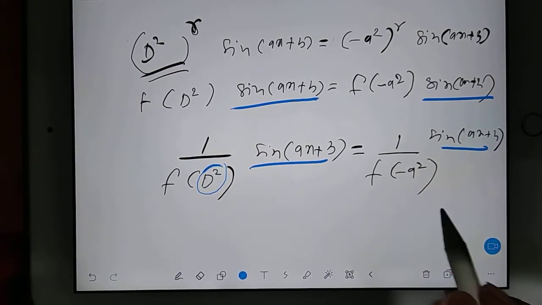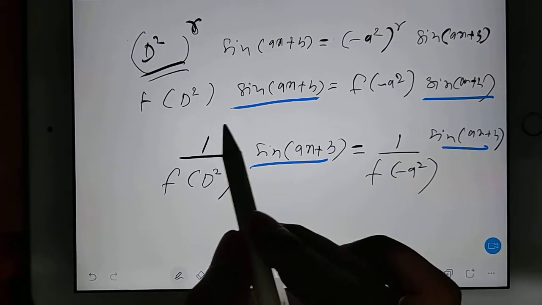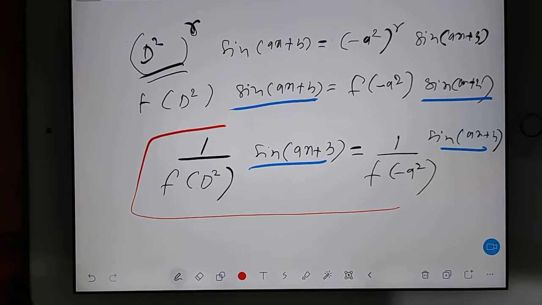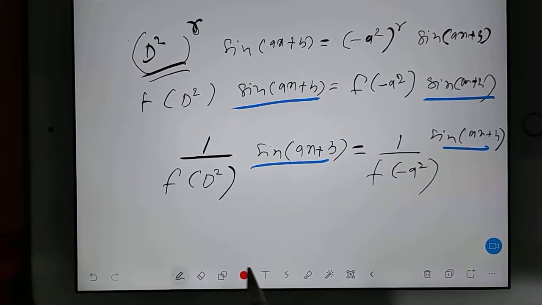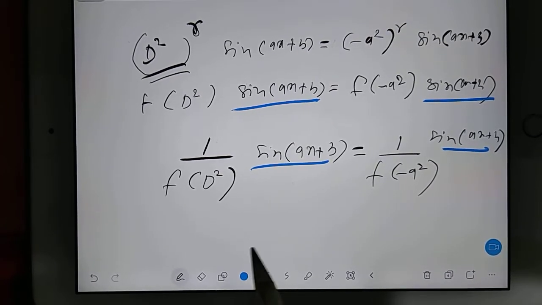You do only one thing. Everyone focus on this line. I will take one example and it will be very clear. We'll be focusing on this line. I will explain properly. That example will make everything clear.